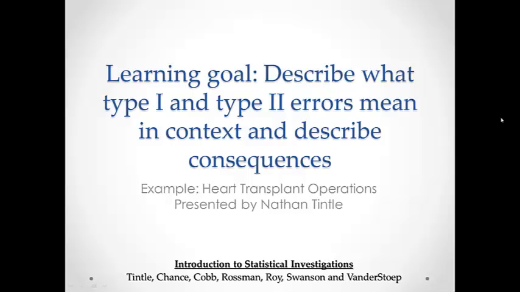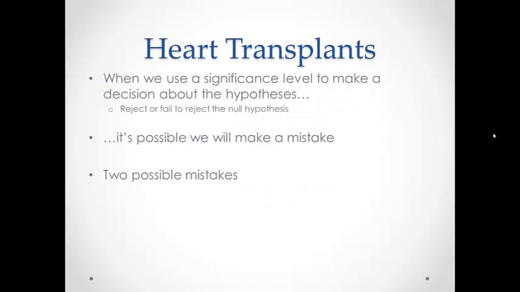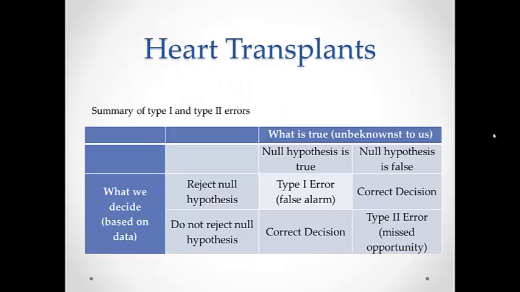We're going to talk about what type 1 and type 2 errors mean in the context of a test of significance and talk about the consequences, and we will use the heart transplant operations data to talk about this learning goal. When we use a significance level to make a decision about the hypotheses we're testing, that is whether to reject or fail to reject the null hypothesis, it's possible we will make a mistake, and there's two possible mistakes that we could make. Here's a summary of those mistakes, which we call type 1 and type 2 errors.